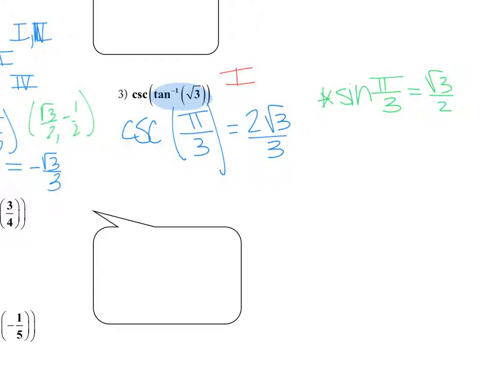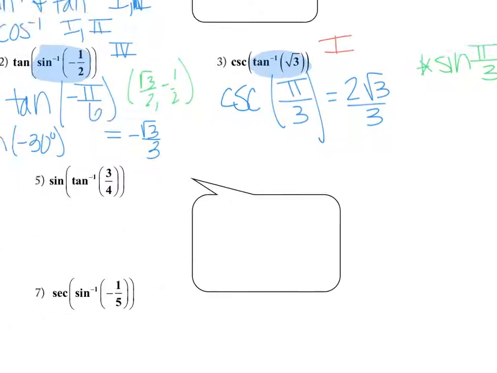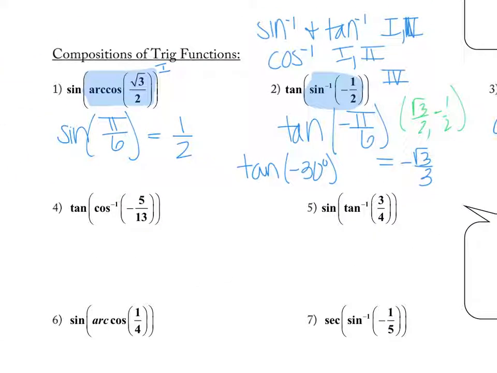Okay, so we work from the inside out. We would get that the inverse tangent of root 3 is in quadrant 1 since it's positive, because remember that inverse tangent is only defined in quadrants 1 and 4. And then, so we get that to be pi over 3, and then we need to take the cosecant of pi over 3. So think about what does sine of pi over 3 equal, and that's root 3 over 2. So then take the reciprocal and you get 2 root 3 over 3. Okay. All right, let's go ahead and take a look at number 4.